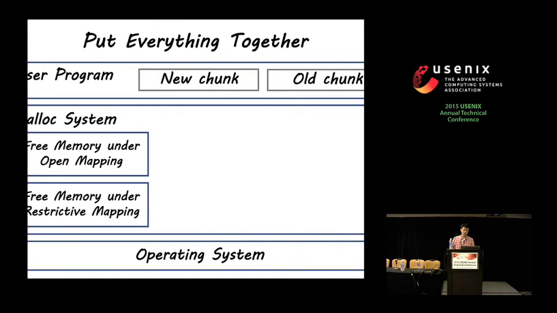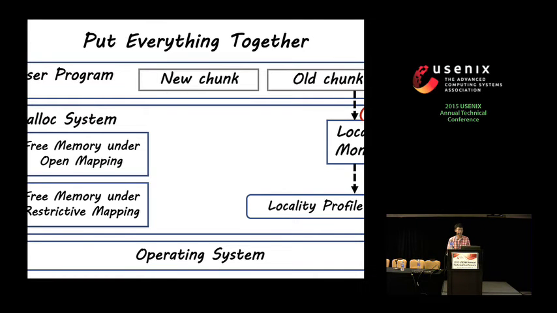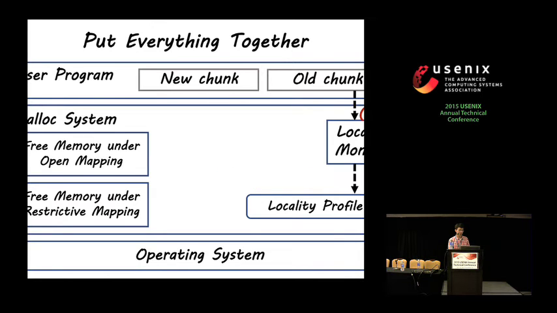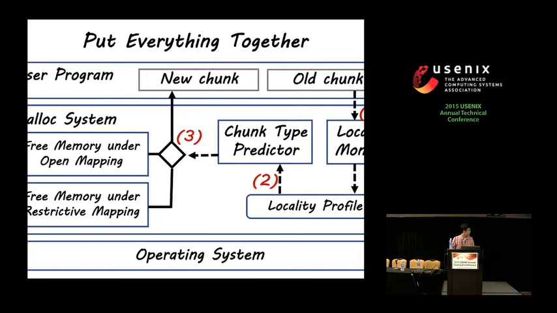Here we put everything together. We have a locality monitor, and it samples old chunks and records their access profile. When a new request arrives, the chunk predictor will check its call stack and analyze the historical data to find the proper mapping for this request. Then the Malloc system finds a piece of free memory of that target mapping type and returns the memory to the user's program.